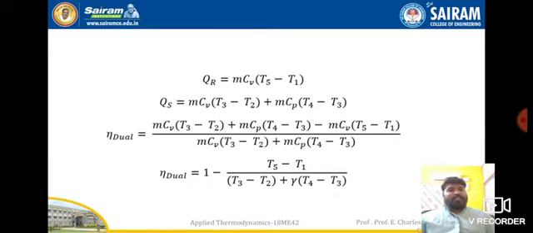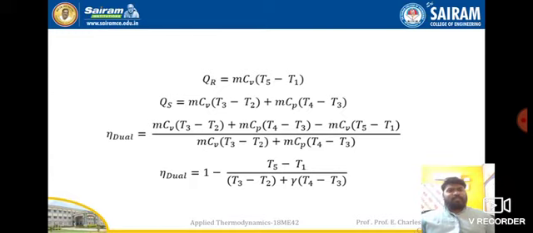Minus, what is the heat rejection formula? m Cv (T5 minus T1), okay? Everything comes under the numerator. Now coming to the denominator: net work done divided by heat supplied, not heat rejection, heat supplied. Heat supplied means again we have to write m Cv (T3 minus T2) plus m Cp (T4 minus T3). Alright. Now coming to the efficiency of the dual cycle.